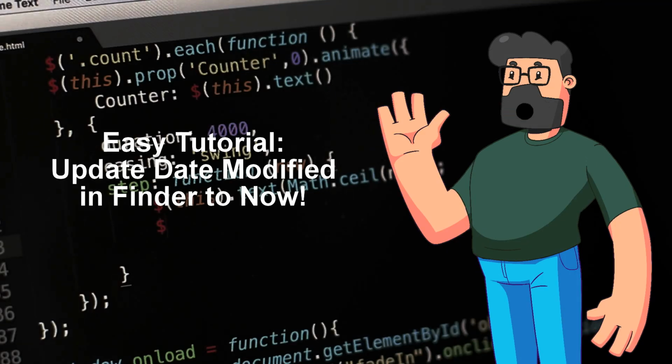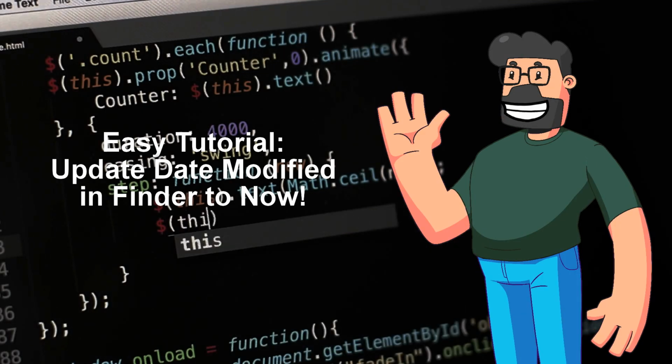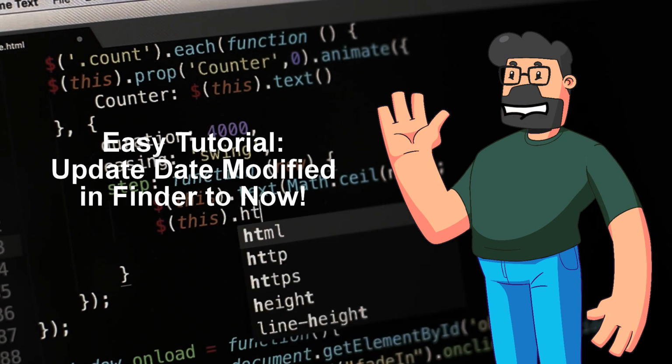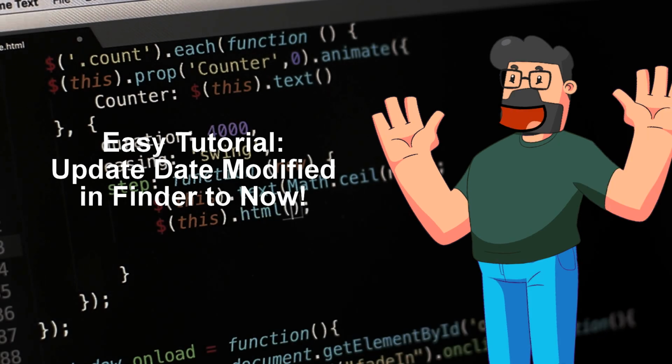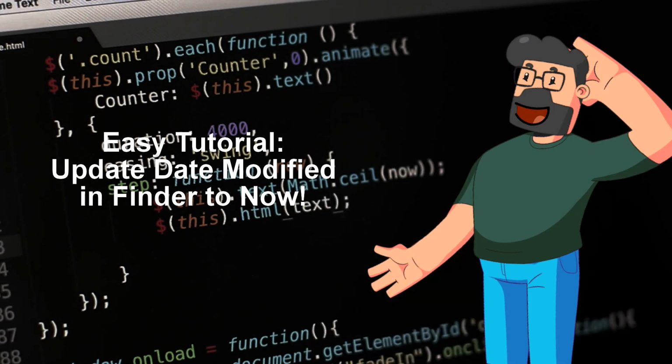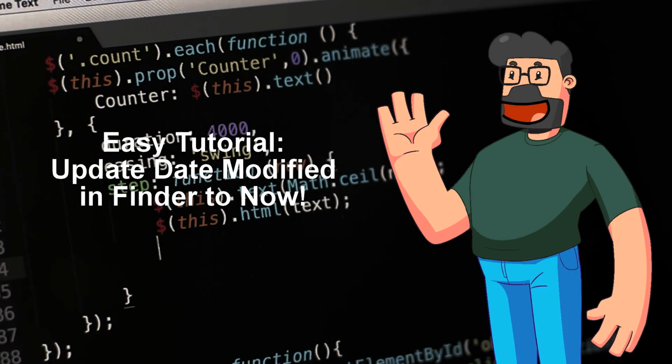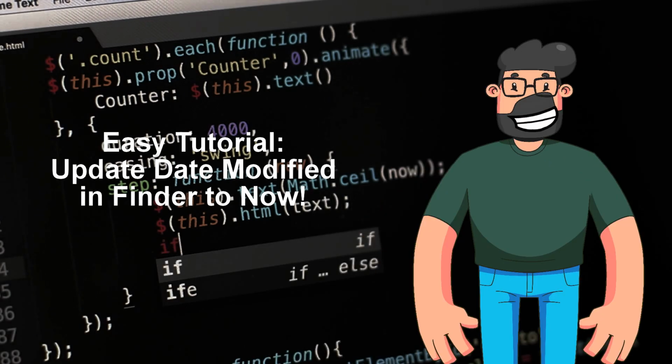Hey there! Have you ever encountered the problem where you need to update the modified time of a file in Finder? Just like using the touch command in the terminal? It could be a real hassle when you try to keep things organized and up to date, right? Well, I've got just the solution for you, so stick around.